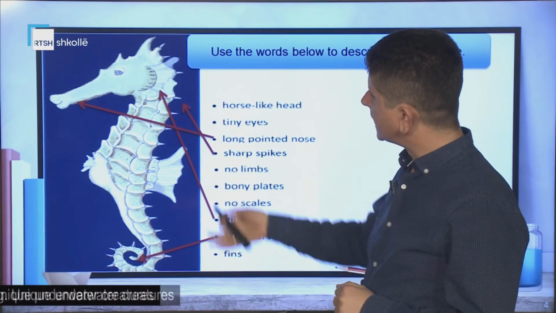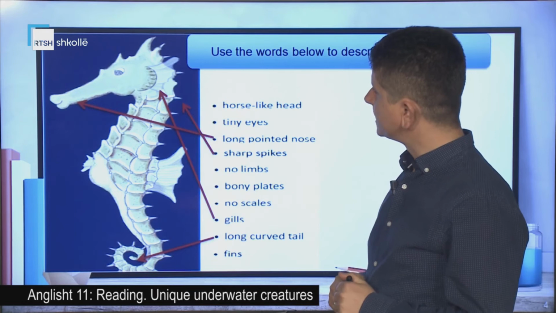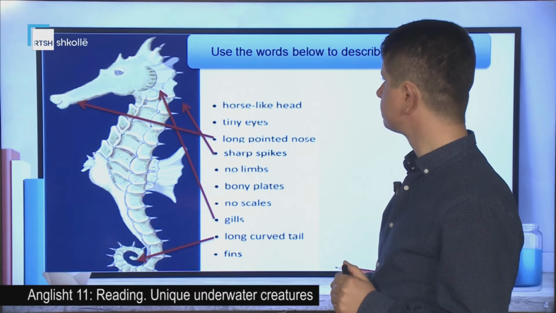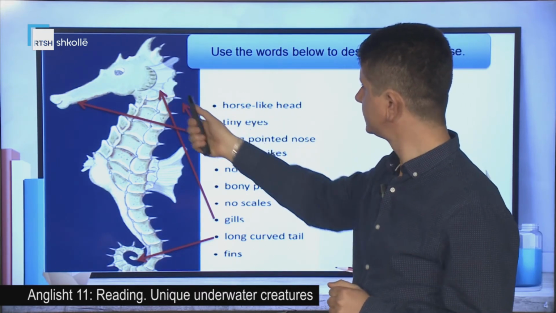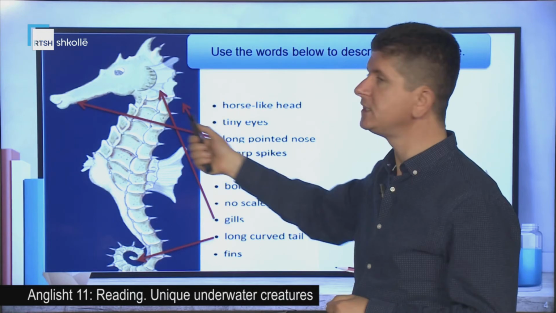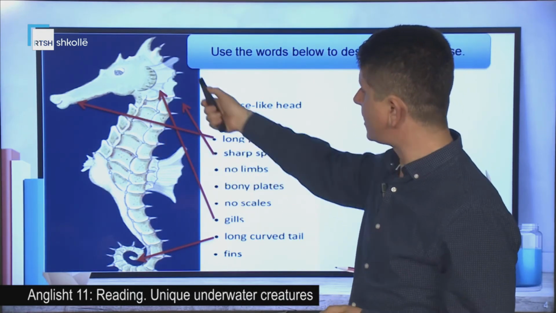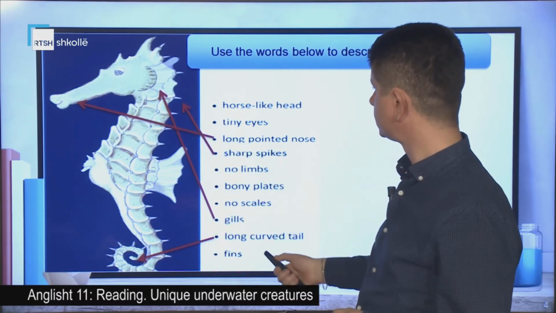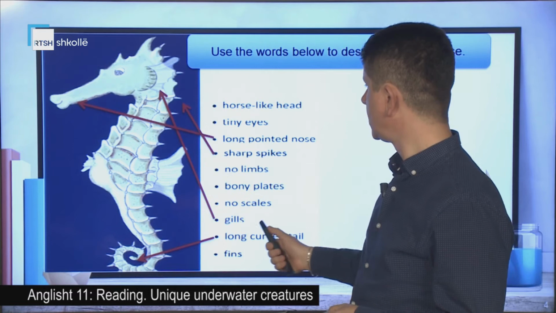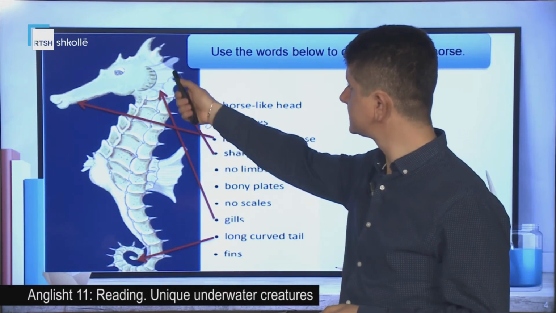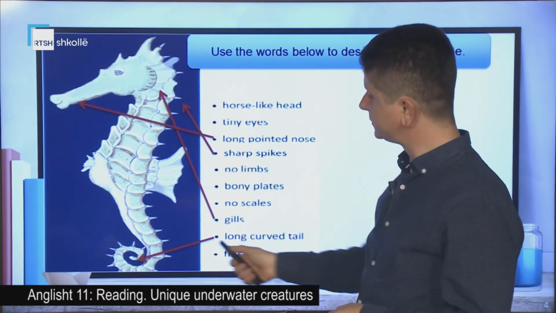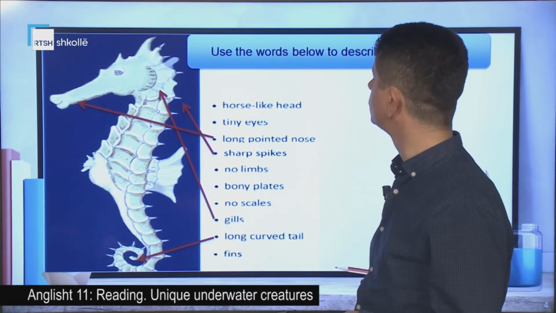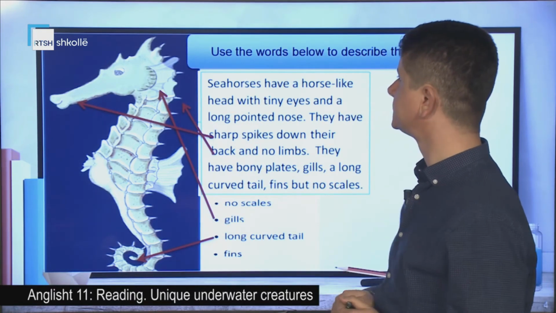In this slide again we have the seahorse. You see a picture of it, and we have some words that describe the seahorse. We have a horse-like head, tiny eyes, long pointed nose, sharp spikes, no limbs, it's got no limbs, no hands, no legs, bony plates, no scales, it's got gills, a long curved tail, and fins. Let's use these words to describe the seahorse.